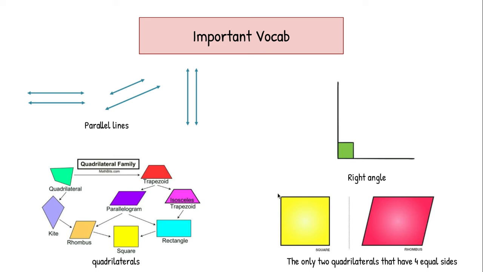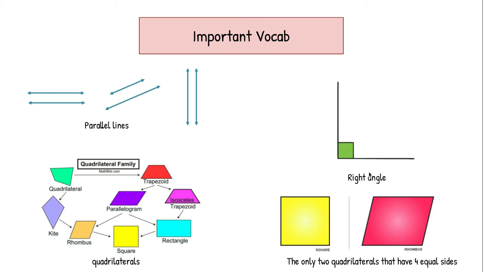So if you look at this example of a square here, you'll see the top side and the bottom side. Those two lines could go on forever, never touch, and the same with these two side lines as well. If those two lines continued forever, they would never touch. So they are parallel lines. So that is one piece of vocab.